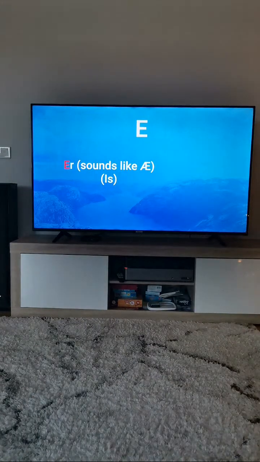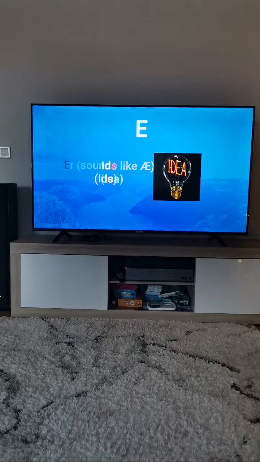Occasionally, the E will also sound like the letter A. An example is er, which means is. Very, very seldom you will also see an E with a little accent on the top. And basically what that means is that you add emphasis on the E sound.